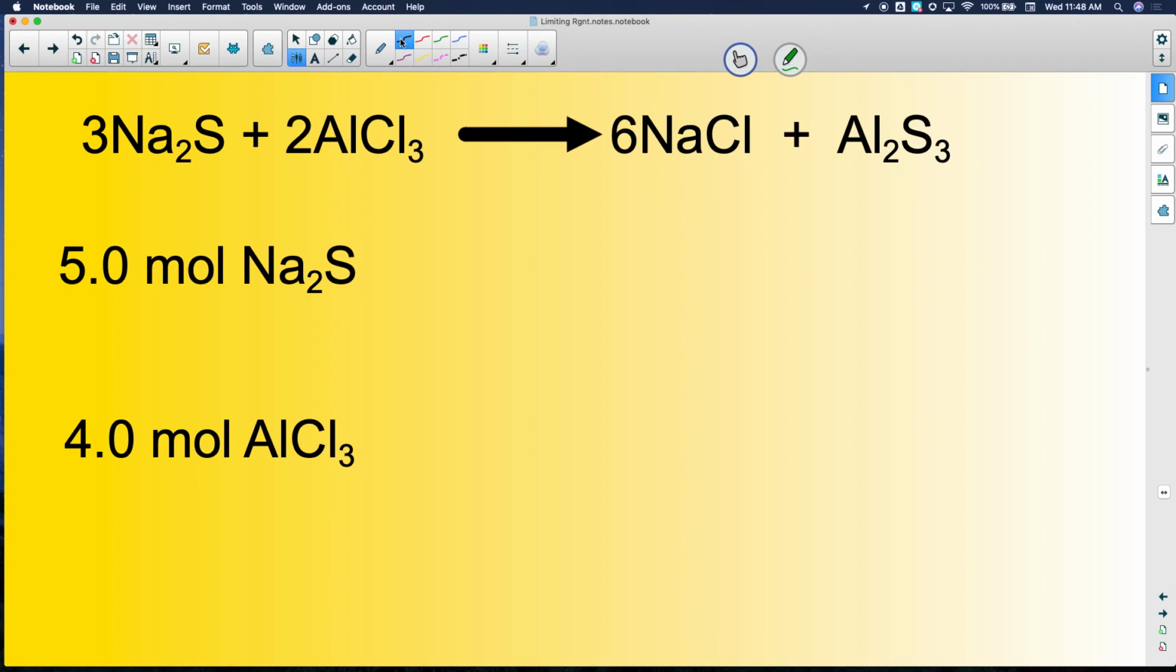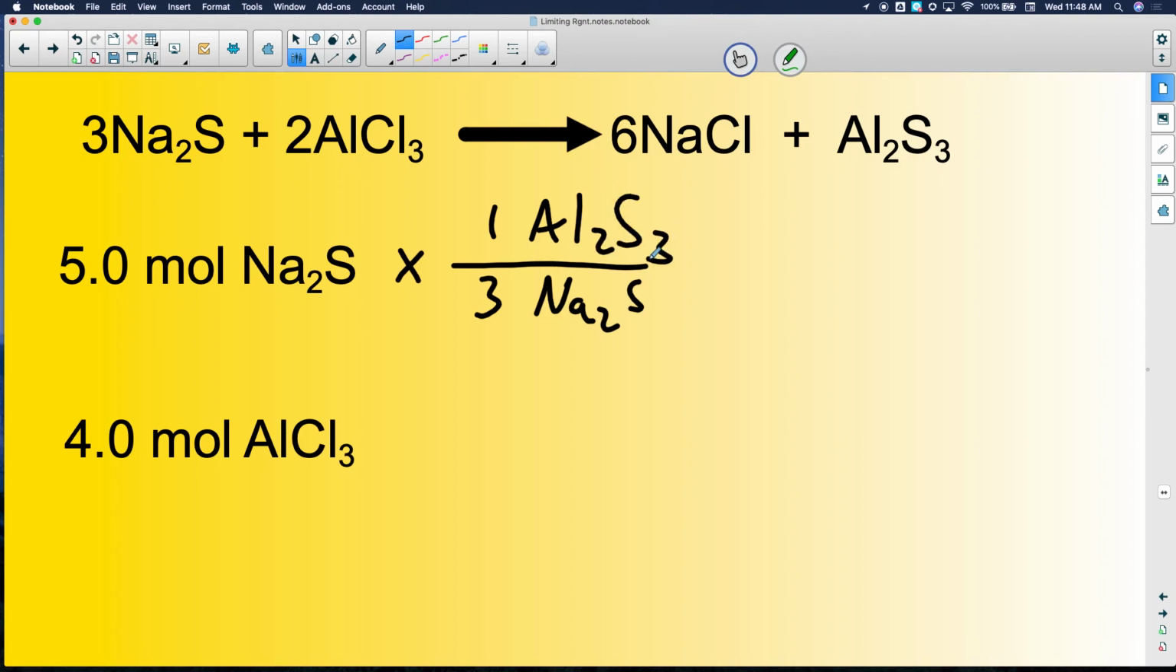Okay, we are already in moles here. So what time is it? Stoichiometry time. So I'm going to do some stoichiometry. What chemical am I going to put in the denominator here? So it's Na2S, and there's 3 of them. Okay. And I'm going to put Al2S3 in the numerator here. And then what am I going to put in the denominator here?